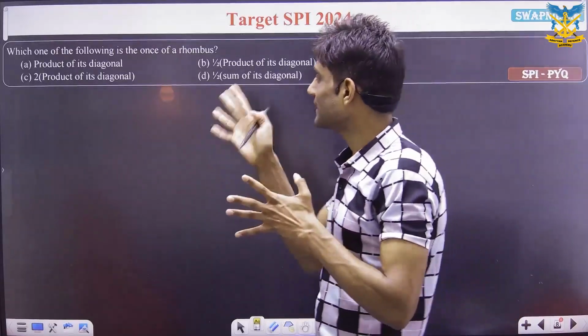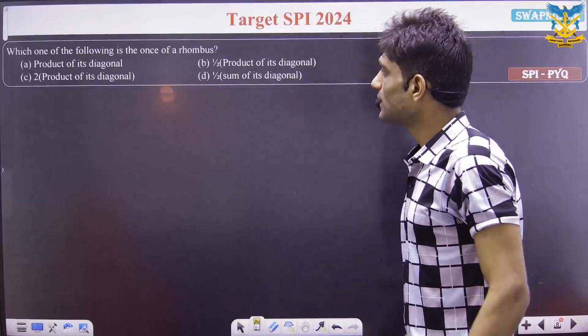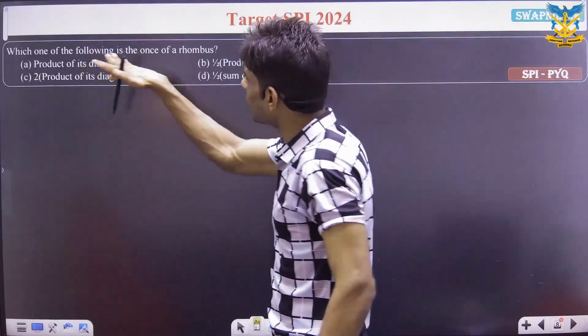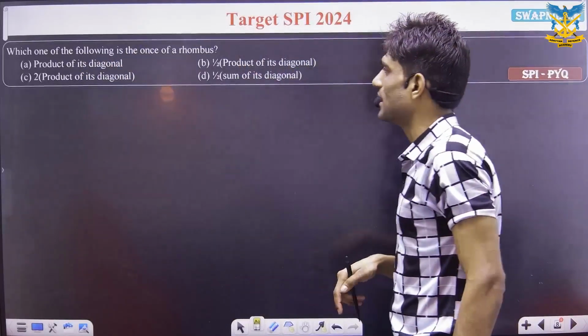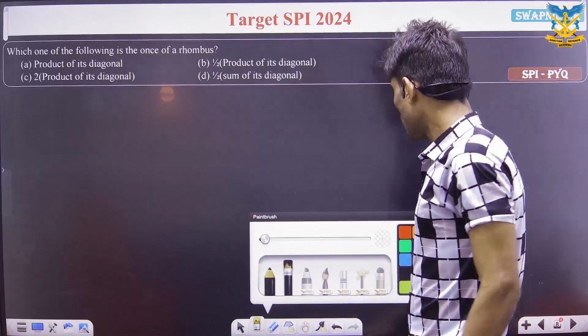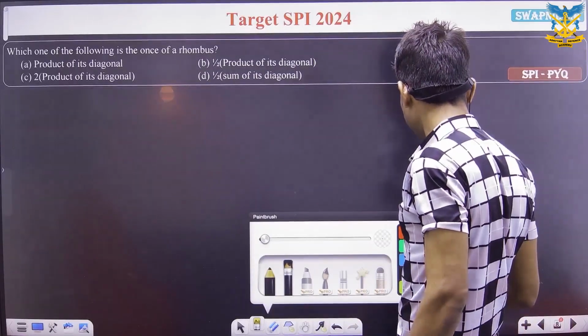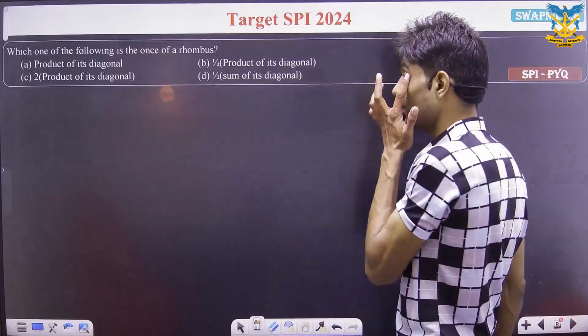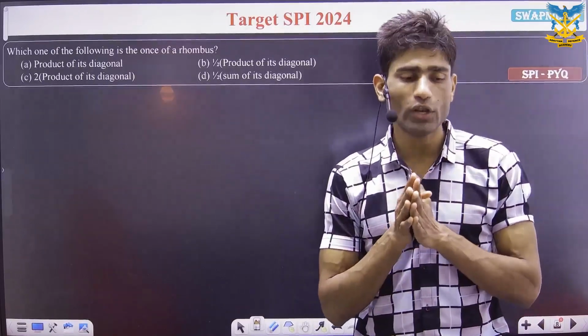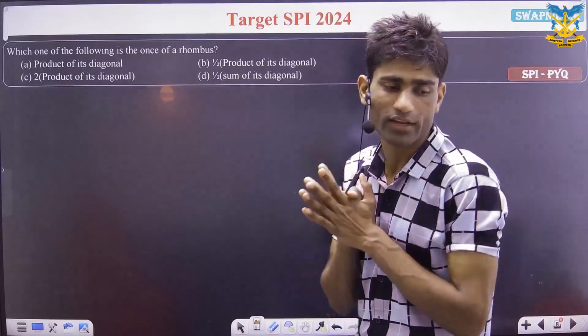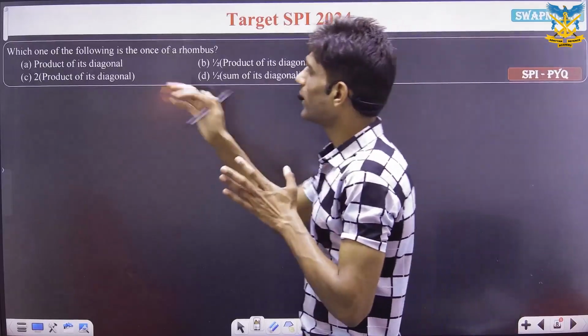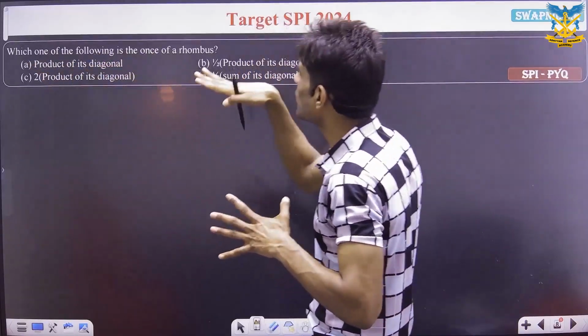Okay, so let's start our first question. Our first question says: which one of the following is the area of a rhombus? The question is quite confusing to understand, but not difficult. Once you understand the actual meaning, it's not that difficult to solve.